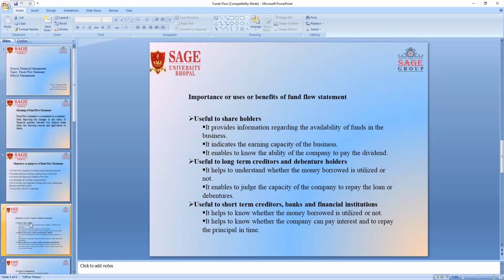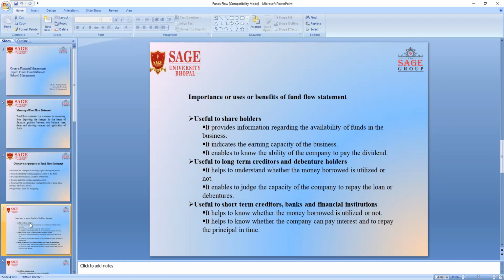And let us see the importance or uses or benefits of funds flow statement, how it is useful to the shareholders, useful to the creditors, and useful to the bankers and others. So let us see how it is useful to shareholders. It provides information regarding the availability of funds in the business. It indicates the earning capacity of the business, so that shareholders can understand whether to invest in this company or exit from the company. It enables to know the ability of the company to pay the dividend, because at the end of the day shareholders look for the dividends, and they can understand whether the company is in a position to pay the dividend or not.